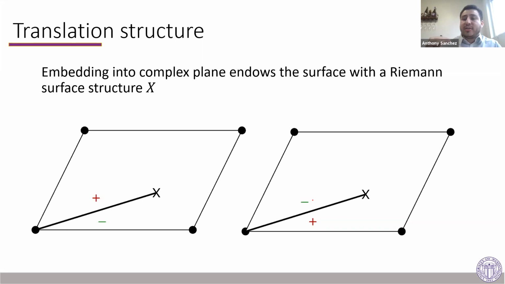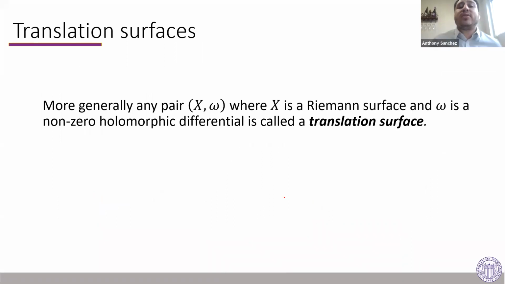And again, by virtue of the fact that all of the identifications here are by translations, and dz preserves translations, I get a holomorphic differential on this flat picture here, right? So again, I'm able to use geometry using this holomorphic differential. And more generally, any pair (X, omega), where X is a Riemann surface and omega is a non-zero holomorphic differential, is a translation surface.